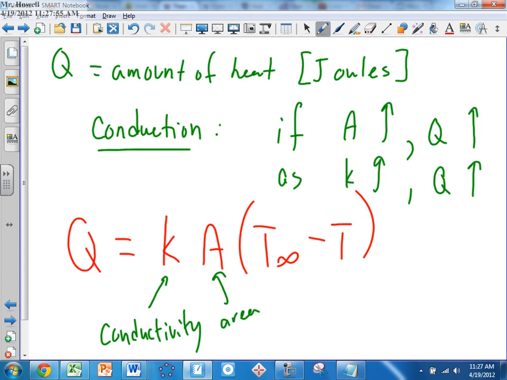So if K goes up, does A go up? They're separate. They're mutually exclusive. They're separate things, okay? K is based on the material. A is based on the actual product itself.